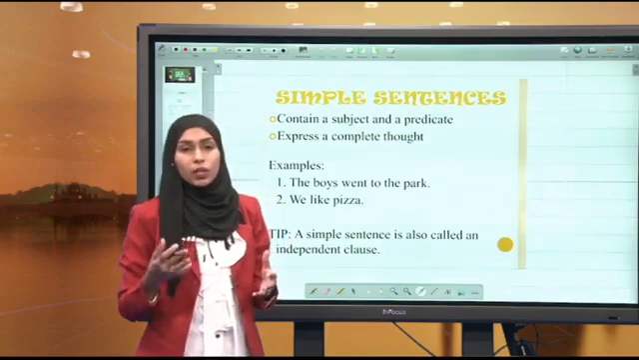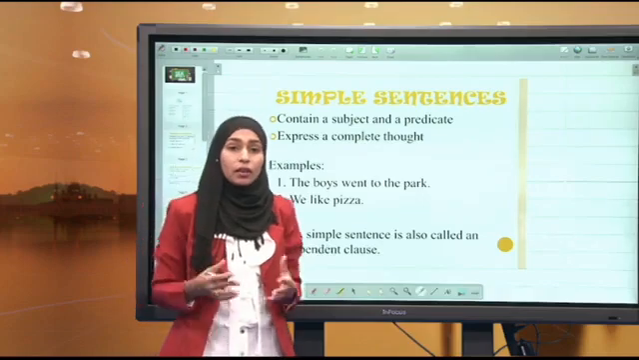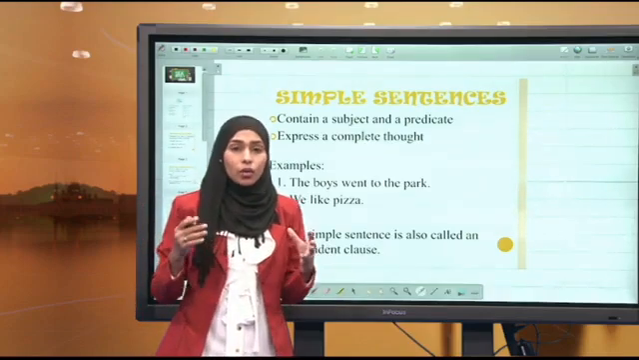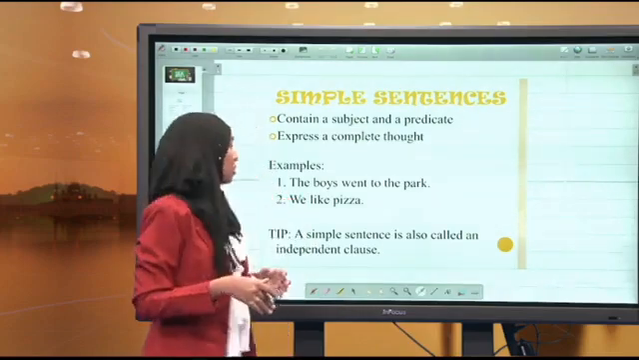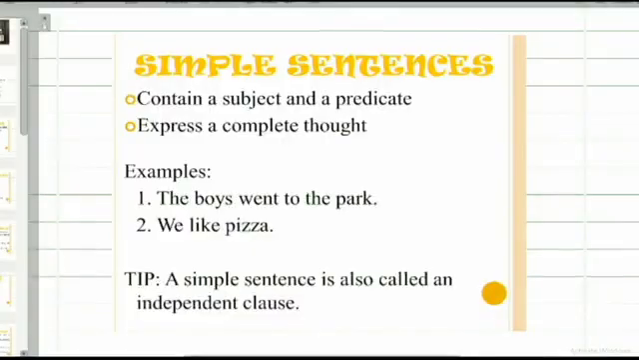Of course, that is what a sentence is, a group of words that make complete sense or give you a complete idea. So, as in the case, the boys went to the park. This here is a very simple sentence. The boys here is our subject.